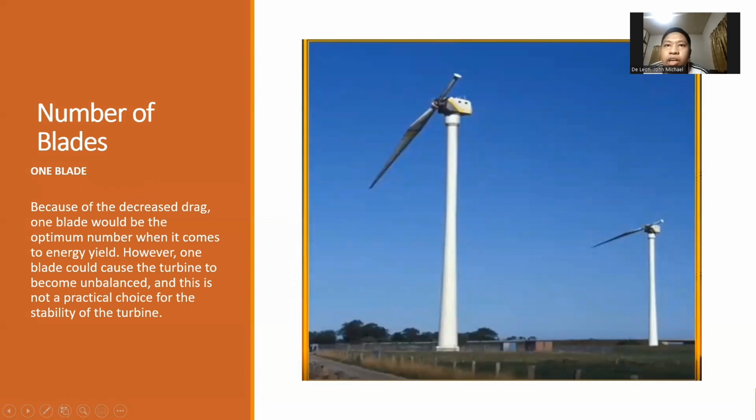Number of blades. One blade, because of the decreased drag, one blade would be the optimum number when it comes to energy yield. Kung energy yield, isang blade yung pinakamaganda. However, one blade would cause the turbine to become unbalanced kasi isa lang eh. Kumbaga, may weight lang siya sa isang point. Wala siyang equal weight sa kabila. Hindi balance. And this is not a practical choice for the stability of the turbine. Parang mas prone siya sa pagkasira since hindi nga stable. Next.